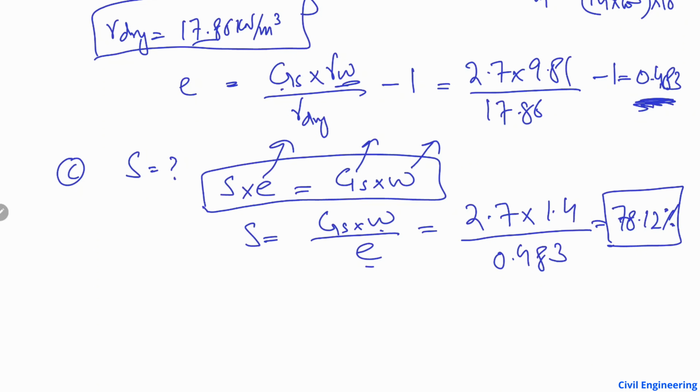So I hope you understand how to find all these unknown parameters by knowing some formulas like this, and also by using some tricks, like if you know the weight of the soil, then you can also find its unknown parameters which are related to the weight of the soil sample.